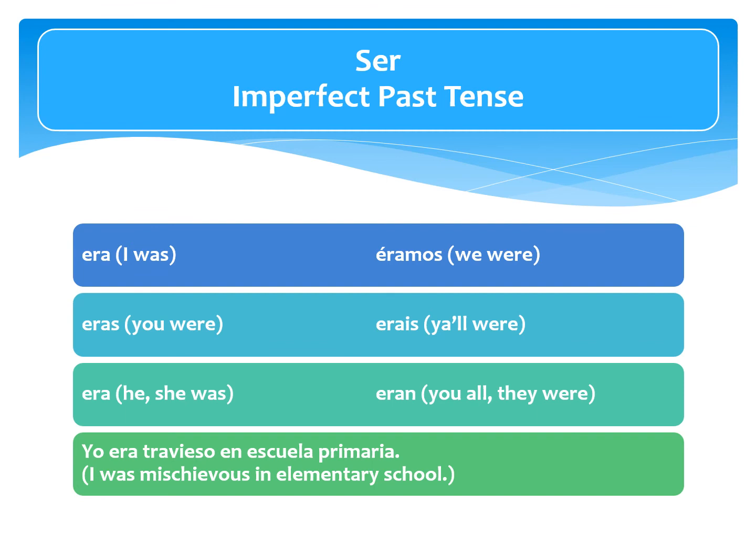This is used for repeated or habitual actions in the past. So an example could be yo era travieso en la escuela primaria. I was mischievous in elementary school.